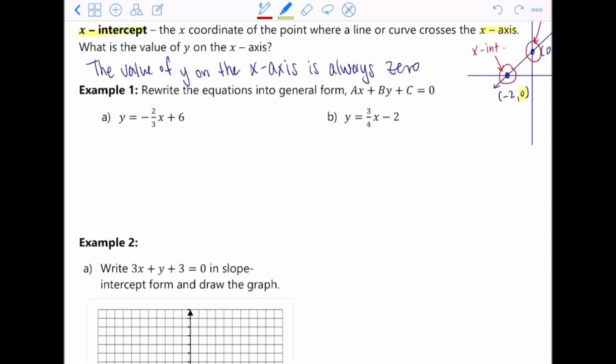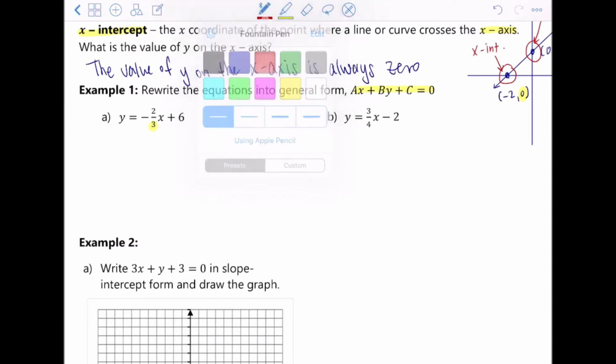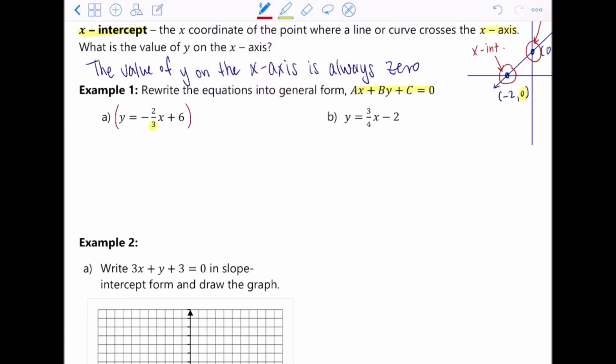Let's move on to example 1. Rewrite the equation into general form. So we're trying to make it into this form. What we have here is slope-intercept form. Notice we have a fraction coefficient in front of x. So we first need to multiply that denominator to both sides to remove the denominator. So what we're going to do here is multiply the entire equation by 3.